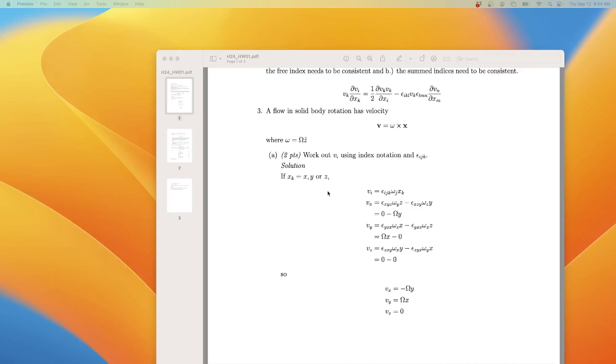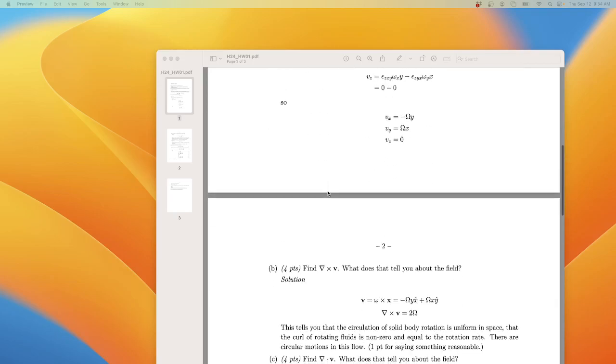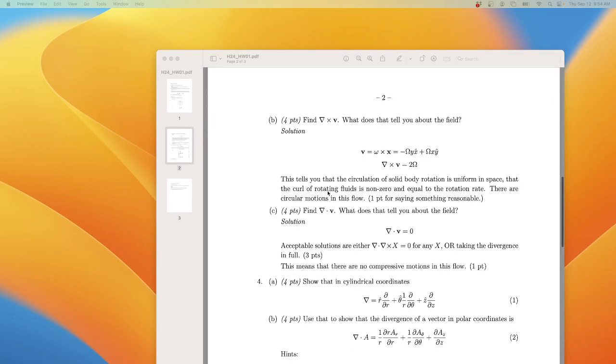So Vx is this. And then the last thing we do is find the curl. So let's find the curl of this velocity field. I didn't write anything else useful down. I just wrote down del cross V is 2 omega. So you get a 2 omega.